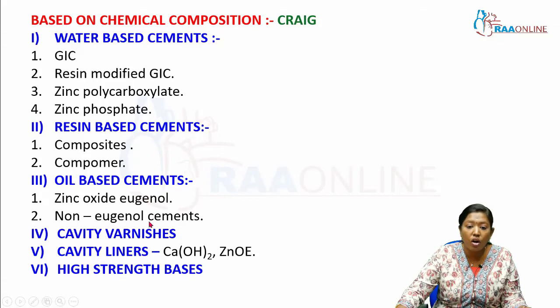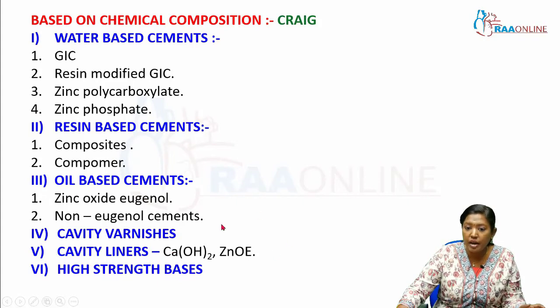Then your non-eugenol cements. Also you have your cavity varnishes, nothing but your copal resin and rosin, which is dissolved in solvents like ethanol or ether; that is your cavity varnish. And you have your cavity liners, which are placed in very deep cavities, mainly your calcium hydroxide, which is used as a cavity liner because it has the ability to stimulate reparative dentin formation. Hence, you use calcium hydroxide in deep cavities as a cavity liner.